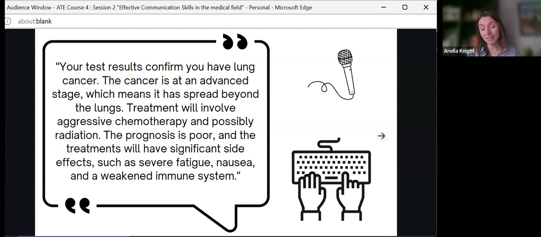Not only do they say that the prognosis is poor, saying it's not likely you'll survive, but also the treatments, while you're being treated, while you're still alive, have really big side effects, such as fatigue, nausea, and a weakened immune system. So that's tough. That's a really tough one.